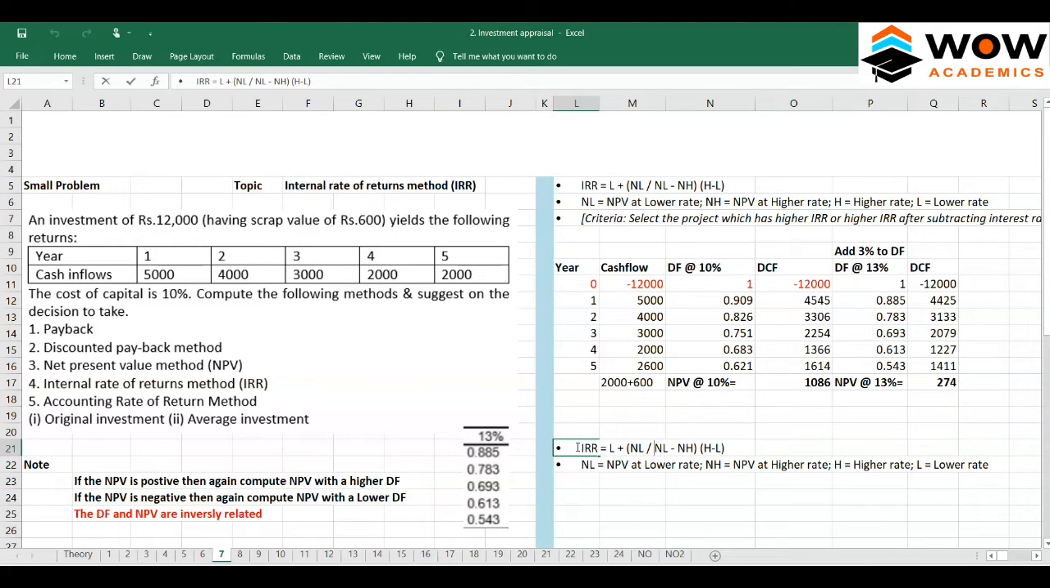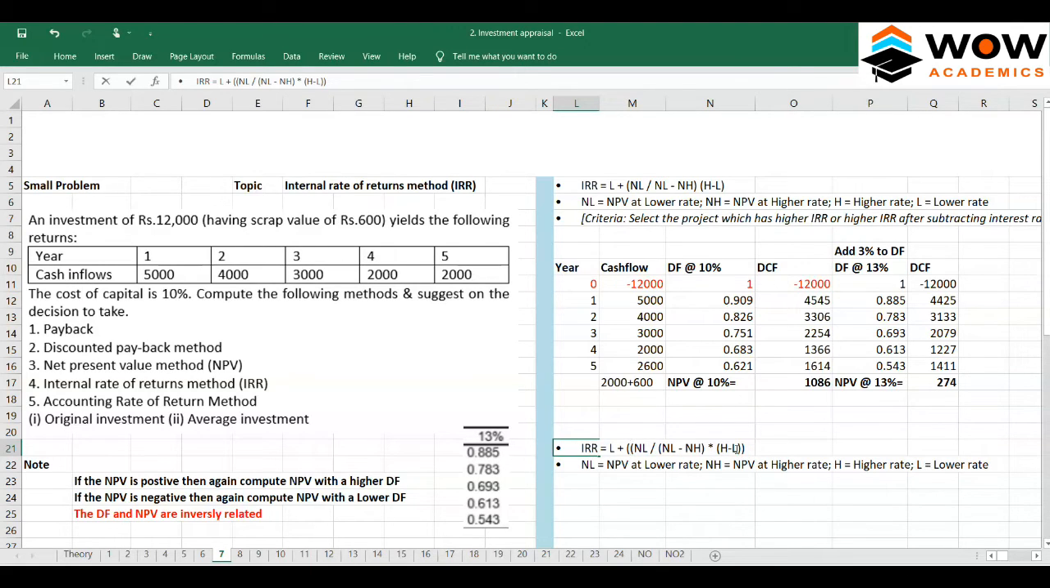NL divided by bracket NL minus NH. All these things put together multiplied by higher versus higher minus lower. If you do this in Excel, it is going to be a little bit challenging because the brackets are the challenging part. How the brackets work is, first you have to deduct these two numbers, then you will get a number in the denominator. Then numerator divided by denominator you have to do, and thereafter H minus L you have to do.